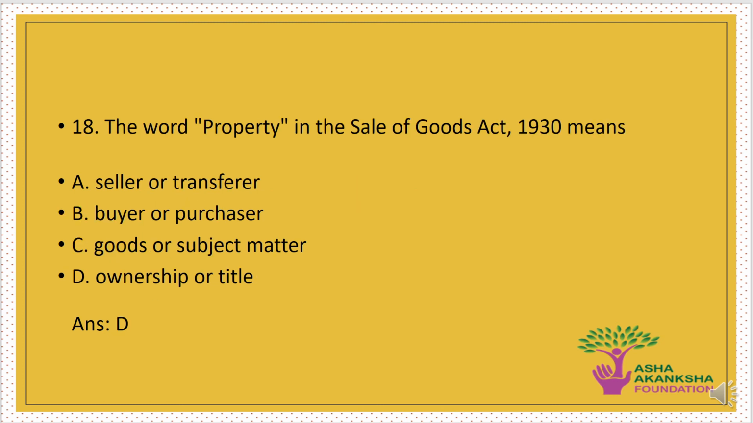The next question is: the word property in the Sale of Goods Act 1930 means, options are A. Seller or transferor, B. Buyer or purchaser, C. Goods or subject matter, or D. Ownership or title. The correct answer to this question is option D, that is, ownership or title comes under the meaning of the word property.